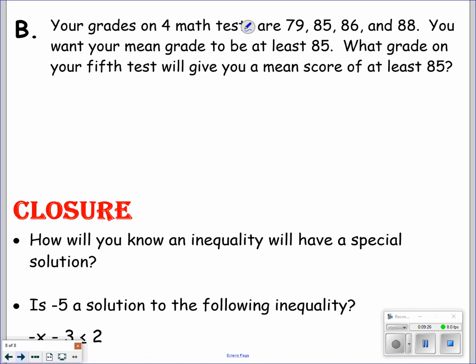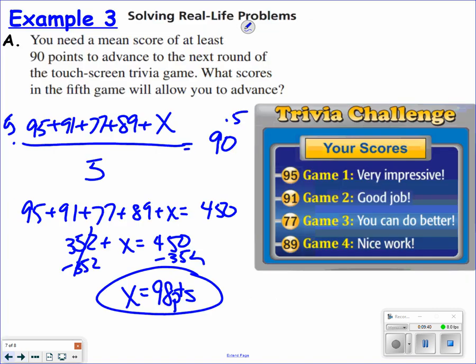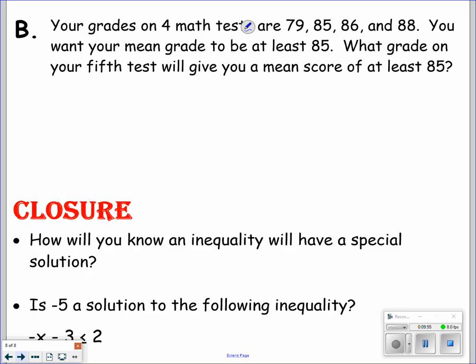Your grades on 4 math tests are 79, 85, 86, and 88. You want a mean grade of at least 85. What grade on your 5th test will you need to get a mean score of 85? And I want to go back for a quick second. I should not have written this as an equal sign, so I need to change that real quick. Hold on. I need a score greater than or equal to 90. So x is greater than or equal to 98.